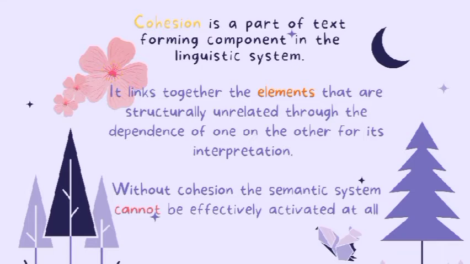Cohesion is a part of the text-forming component in the linguistic system. It links together the elements that are structurally unrelated through the dependence of one on the other for its interpretation. Without cohesion, the semantic system cannot be effectively activated at all. Cohesive devices: there are reference, substitution, ellipsis, conjunction, lexical cohesion.